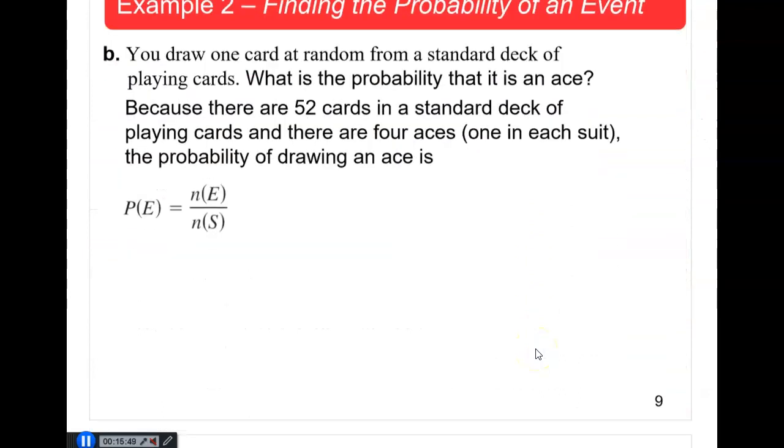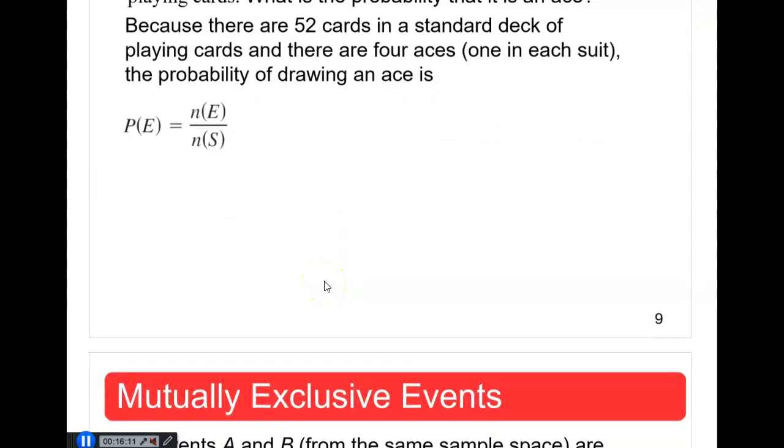Now, still with example 2, but this is a different problem. You draw one card at random from a standard deck of playing cards. What is the probability that it is an ace? Because there are 52 cards in a standard deck of playing cards, and there are 4 aces, 1 in each suit, the probability of drawing an ace is.